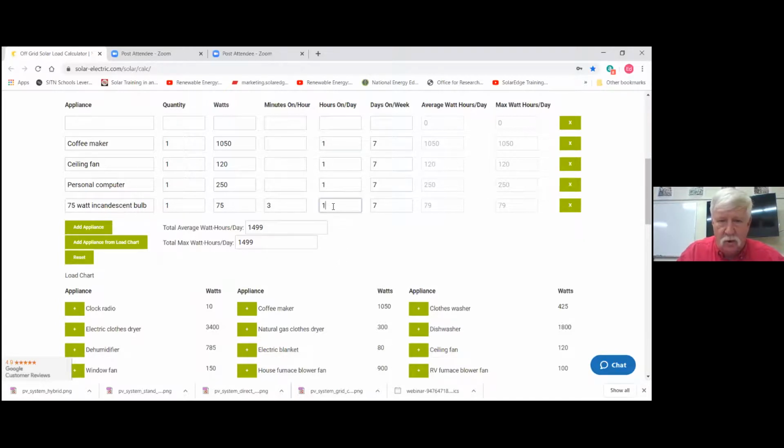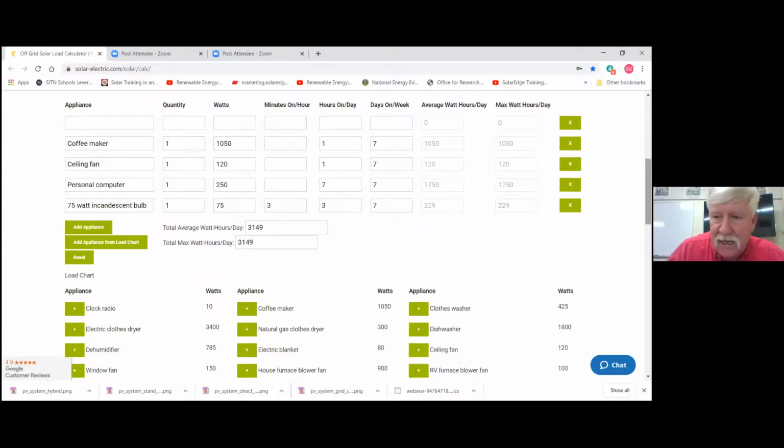Maybe those bulbs are on a little longer during the day. So maybe I have them on for 3 hours a day. My computer, if I'm at home and during this whole pandemic, that computer might be on 7 hours a day, right? So I'm going to switch that over to 7 hours. Okay, so you can see what you're doing here. You're generating out your total load consumption, and it's going to be in total average watt hours per day.